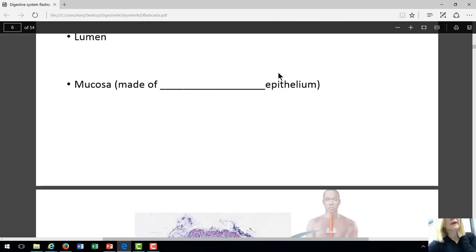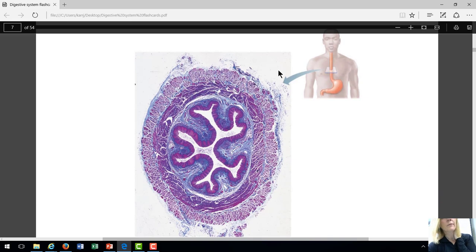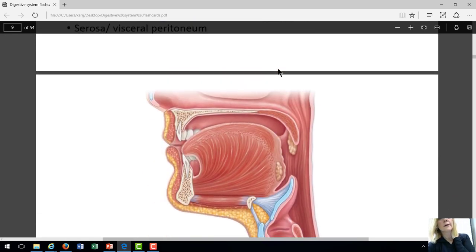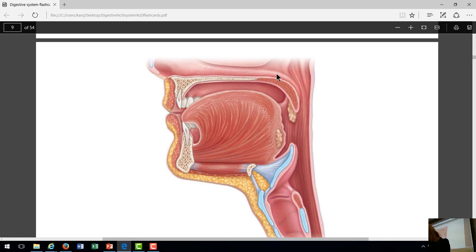So digestion begins in the mouth. So if we start here, we're looking at this side view again, like we saw in the respiratory system, now we'll just look at those parts that are related to digestion. So we're going to focus on the oral cavity. So you have the hard palate here, that's the bony portion. The soft palate ends in the uvula, the back portion that's non-bony. And that is the oral cavity.